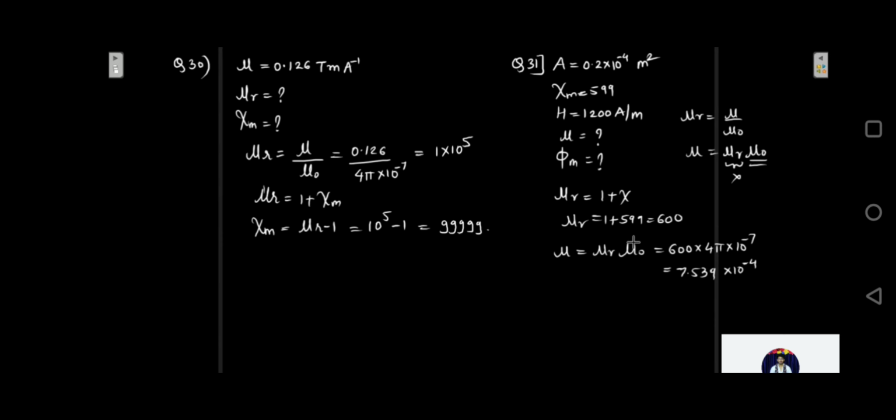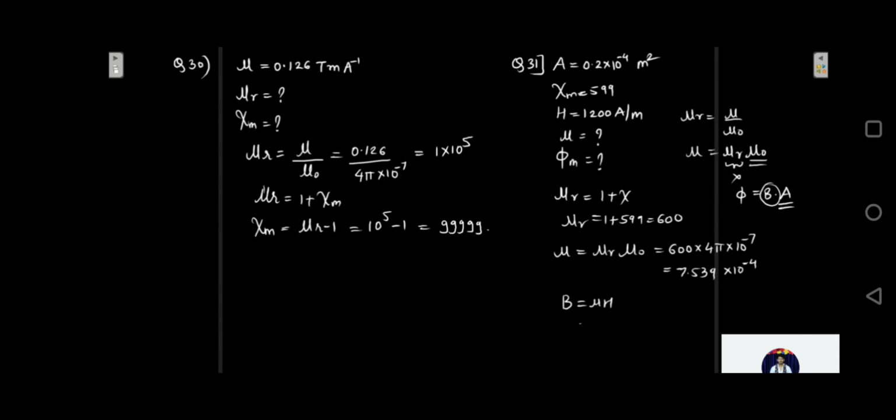Next we need to find out flux. So flux will be B dot A. A is known, B is not known. We are given H. So using H and mu you can find out B. So basically the formula is B is equal to mu into H.